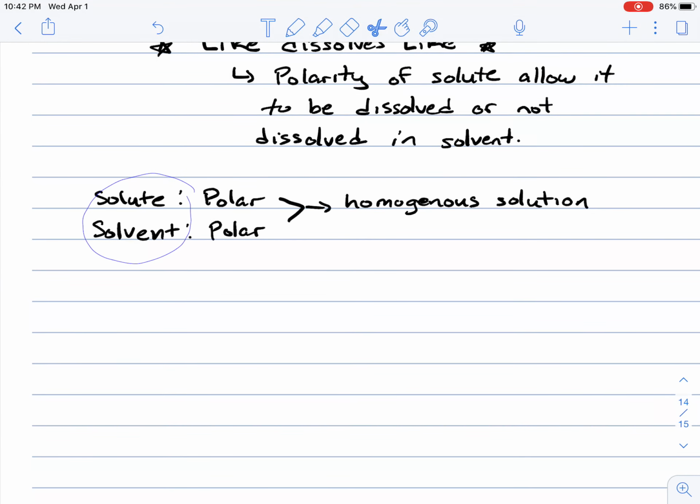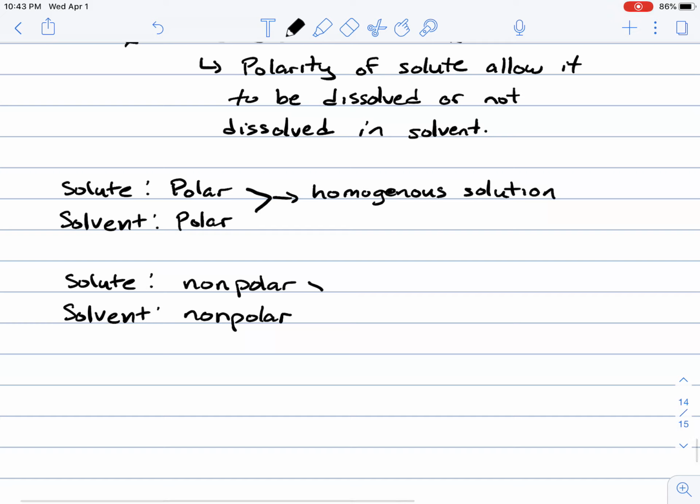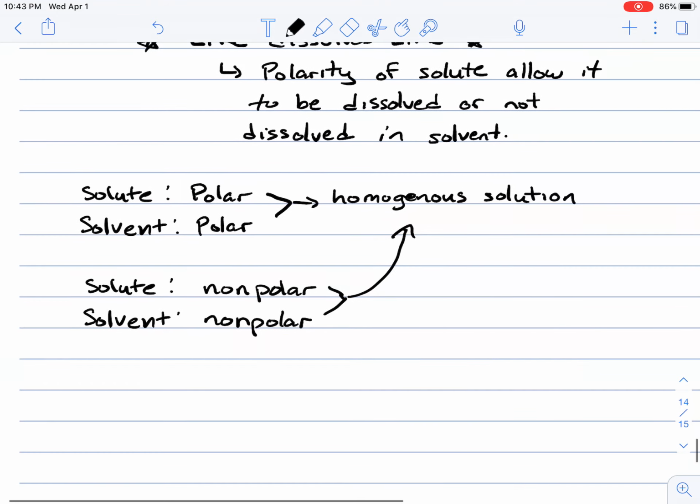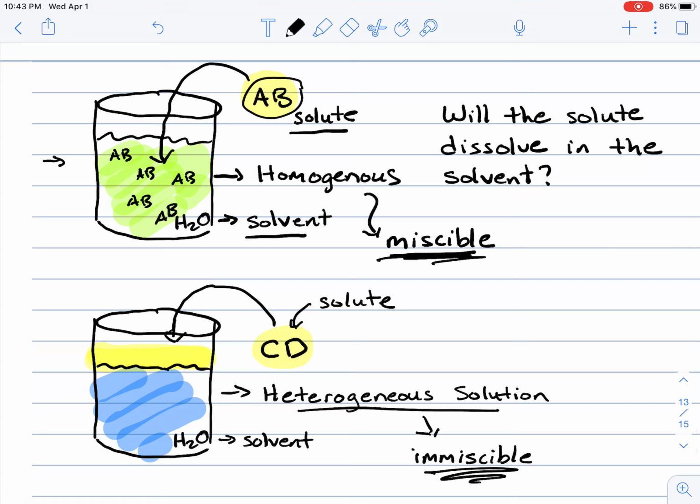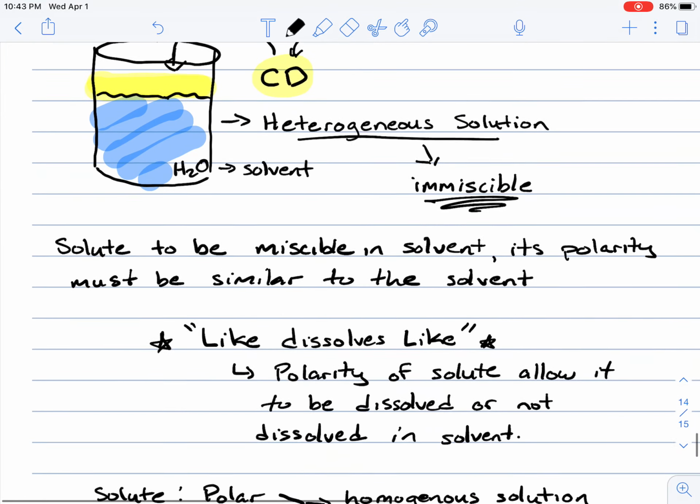And so if our solute and solvent is nonpolar in character, we would then expect to see the very same outcome as the first. In other words, we're going to form a homogeneous solution. And once again, homogeneous solution basically means that both the solute and the solvent are equally distributed throughout that container or throughout the solution.